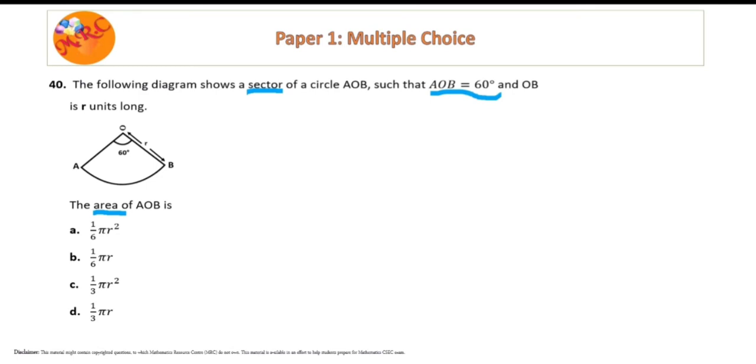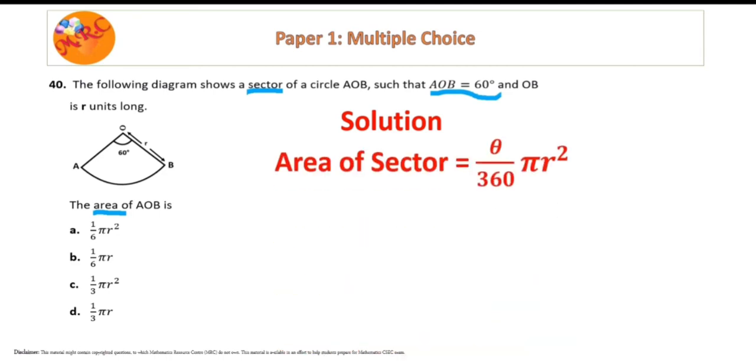What is the formula for area of a sector? Area of a sector is theta divided by 360 times pi r squared. Good. Now that I have that, what am I expected to fill in? Looking at all my options here, I don't need to put in pi. I don't need to put in radius. I don't need to work that out. I only need to fill in my theta and see if I can simplify.